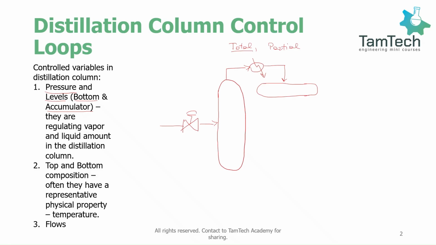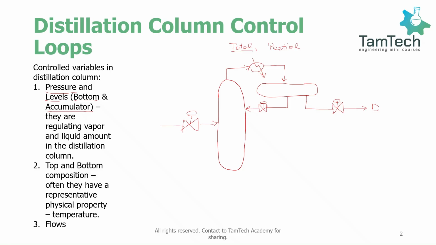Here what we have is our reflux drum, and from the reflux drum we have two separate streams. One of them is sent back to the column, which is called a reflux, and the other goes to our further downstream equipment. This is the distillate product that we draw from the distillation column. So this is the distillate product, D.